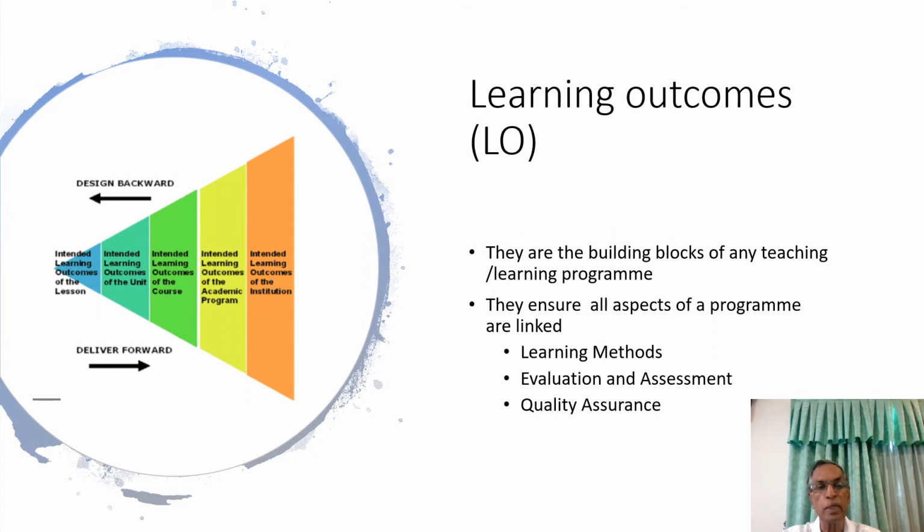It is useful to look at this diagram when we design learning outcomes. If you see in the immediate left, it is the intended learning outcomes of the lesson. But if you deliver forward, it should reflect on the intended learning outcomes of the unit and the intended learning outcomes of the course, the academic program or curriculum, which is in line with what the institution is actually trying to deliver in the entire professional education.